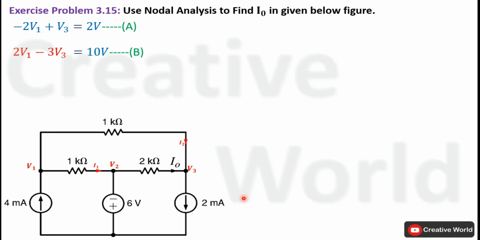We will try to solve these two equations in order to find out the value of voltage V3. If we succeed in finding the value of voltage V3, we will subtract V3 from V2 and divide it with 2 kilo ohm in order to find out the value of I0, and it is the required parameter in this scenario. So in order to find out the value of V3, we will add these two equations together.